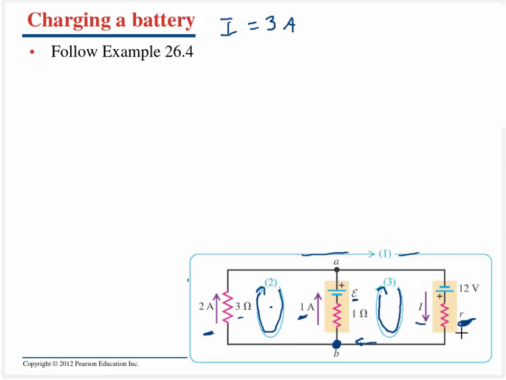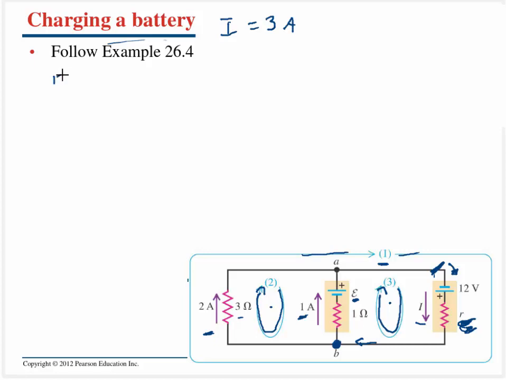Obviously, loop number 2 here is not going to help me solve for this resistance. Loop number 3 here, well, I don't know what this potential is, so I want to use loop number 1 to solve for that resistance right there. So let's choose right here as my starting point and start going in the direction as shown right here.